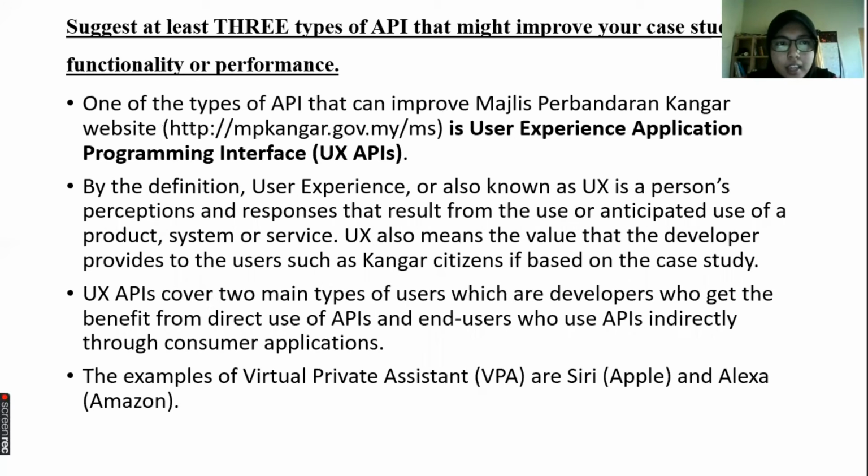Okay, next, suggest at least 3 types of API that might improve your case study functionality or performance. One of the types of API that can improve the Majlis Perbandaran Kanga website is the user experience application programming interface, or we also call it UX APIs. By definition, UX is a person's perceptions and responses that result from the use or anticipated use of a product, system, or service. UX also means the value that the developer provides to the users, such as Kanga citizens if based on the case study.